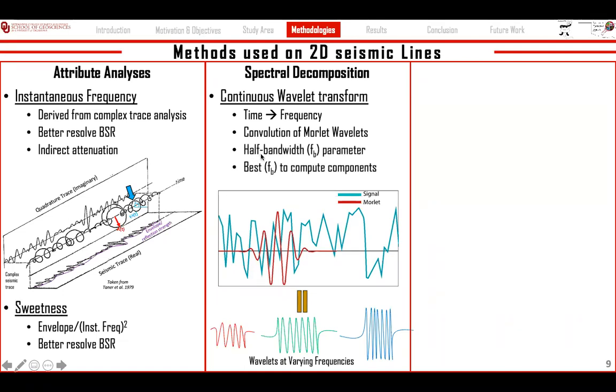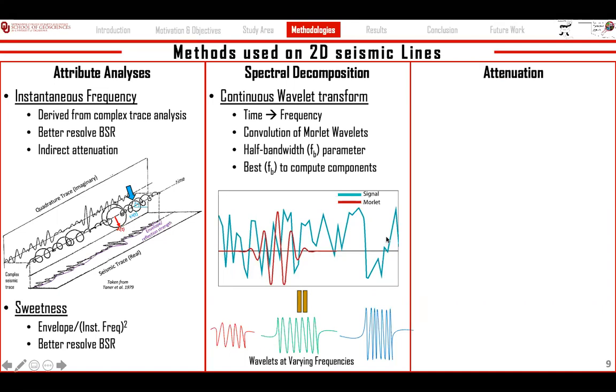We pay particular attention to a parameter known as the half bandwidth, which influences the size, or the shape, of the Morlet wavelet that convolves with the signal, and therefore can allow changes in the resolution of the data. Therefore, we use the best half-width parameter to compute our individual frequency components.